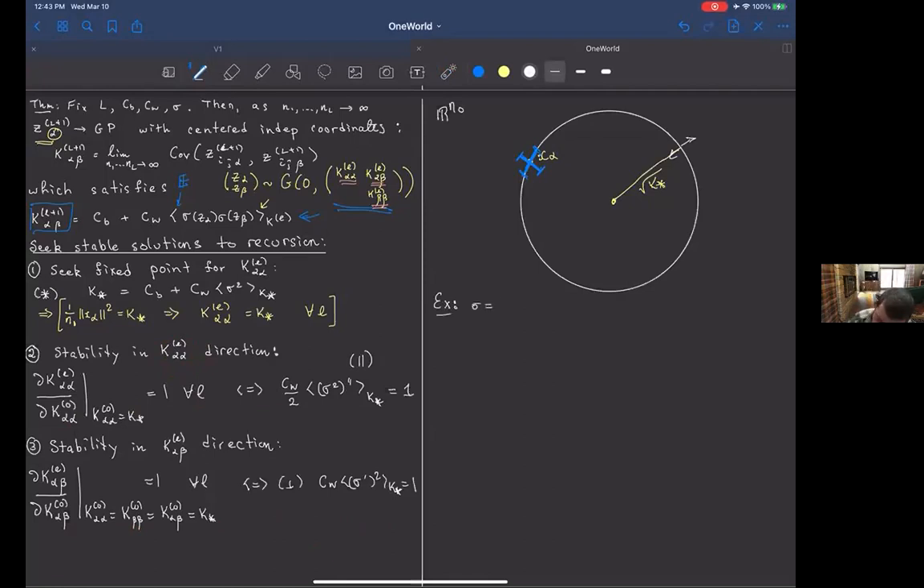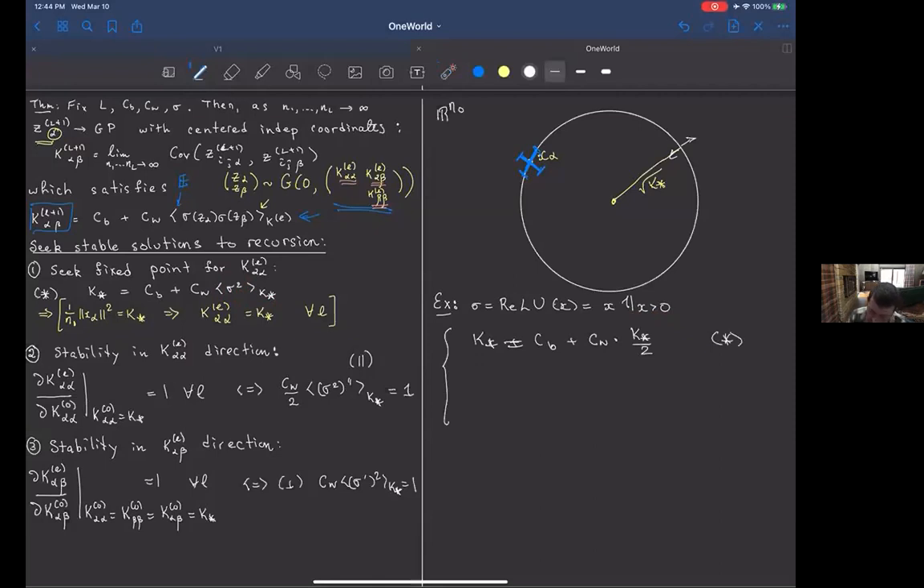So let's do sigma equals ReLU just to kind of bring this down to earth. So what do the equations look like? This first equation is very easy to solve for ReLU. Just to remind you, ReLU of x is x times the indicator function that x is positive. And so the square of ReLU is just x squared times the indicator function that x is positive. But then this is just a Gaussian integral over half the line. And that's easy, so you get K star is equal to CB plus CW times K star over 2. You lose half the variance because of this indicator function that x is positive. So this is equation star.